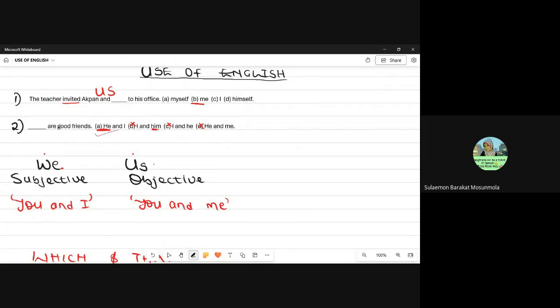"I and him": I is subject, fine, but him is object. We cannot have subject and object here. Since you are talking about subject, you should not find an objective pronoun here. Objective form, no. "I and he": in the arrangement, he should come before I. That is why option C is also wrong. Then I have "he and me." This would have also been correct, but because "me" is objective, not subjective, and here we need subject and not object.